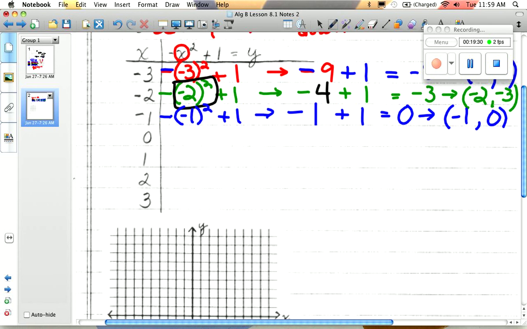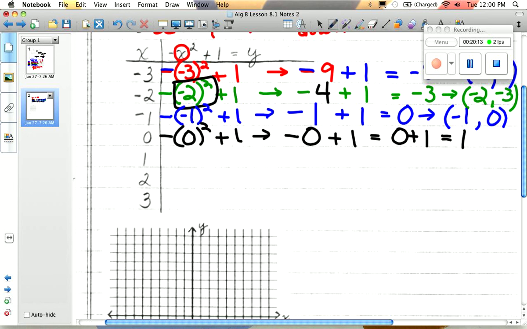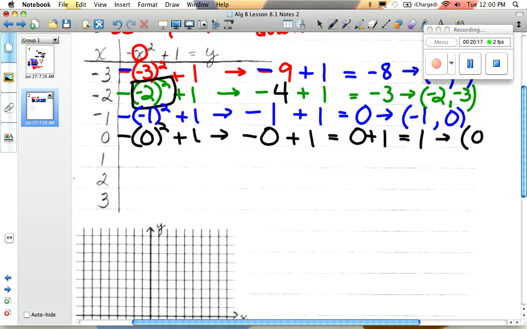Okay, so -0 squared. 0 squared is 0. Well, that negative sign's tagging along though. Why is that negative? 0 can't be a negative. Just be careful. Remember, we can also say the opposite of. What's the opposite of 0? 0. So it's really going to just become 0. In other words, we don't really talk about 0 being negative, so instead what we say is that the negative sign can also be read as the opposite of, so the opposite of 0 is 0, and 0 plus 1 is 1. So we have ordered pair 0, 1.